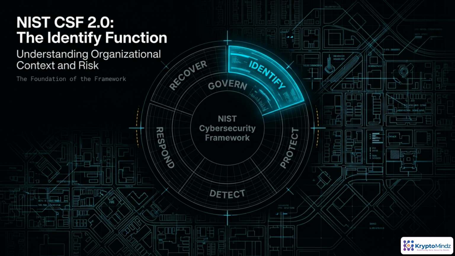We'll start with the identify function, the foundation of NIST CSF 2.0. Here we answer 3 questions. What do we have? What truly matters? And what can go wrong? Everything else in your security program depends on getting this context and risk picture, right?